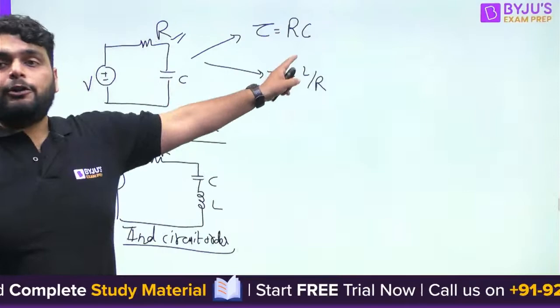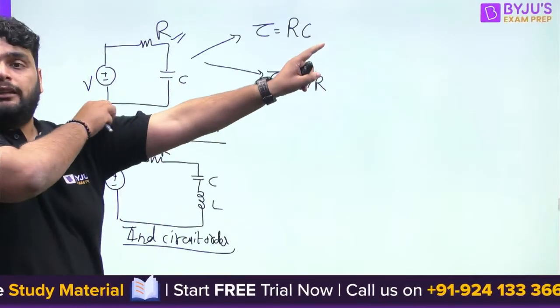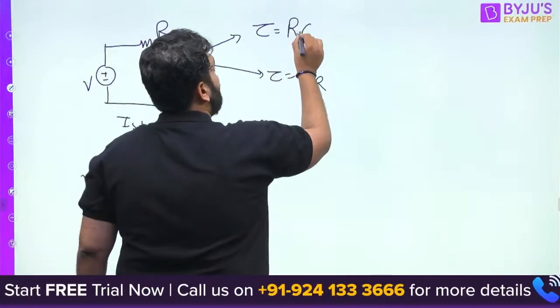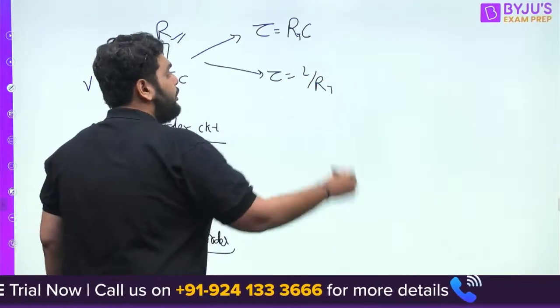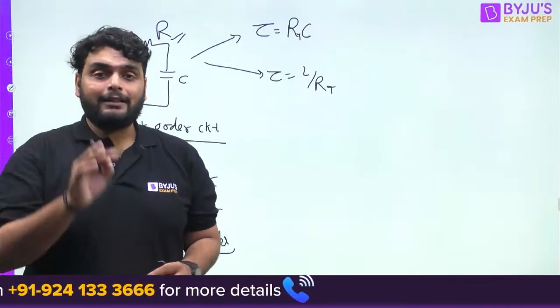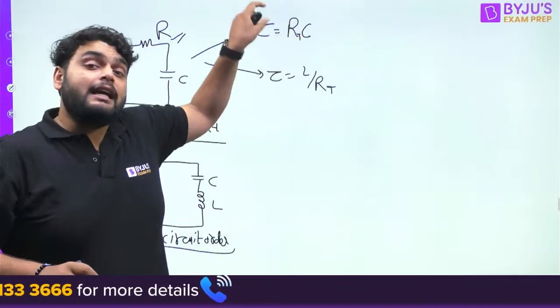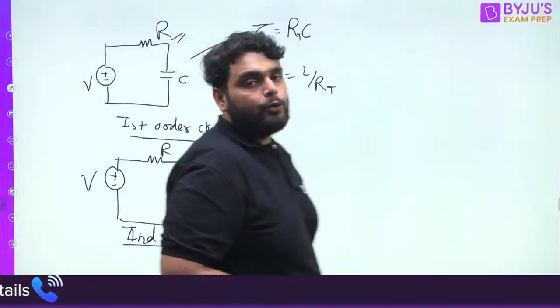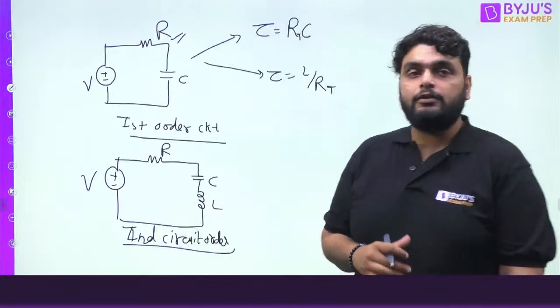This point is very important to understand. Let me write down R total. So according to the first order circuit, you can use the formula directly. But this formula is not applicable for the second order circuit. Can anybody tell me how to find out time constant in a second order circuit?